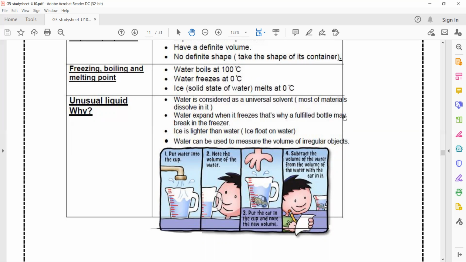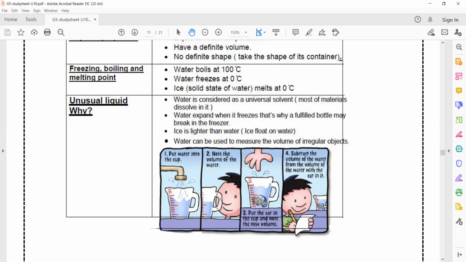Any other material, when it changes from the liquid state to solid state, its volume decreases. But the water, when the water freezes and it changes into solid state, its volume increases. Ice is lighter than the water because the volume of ice is larger than the volume of water.